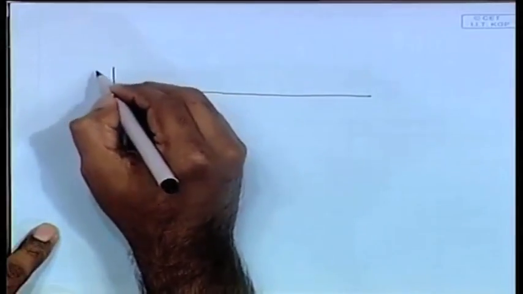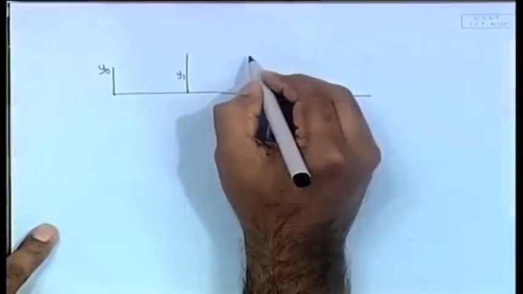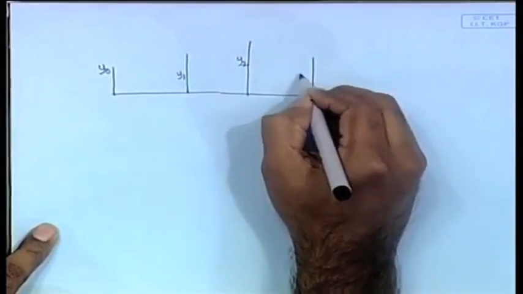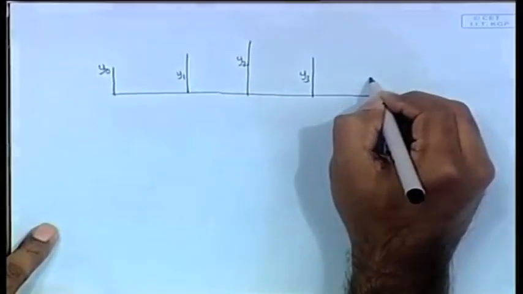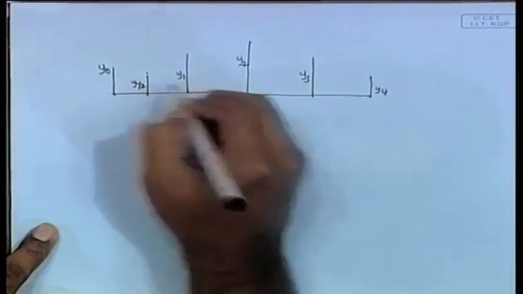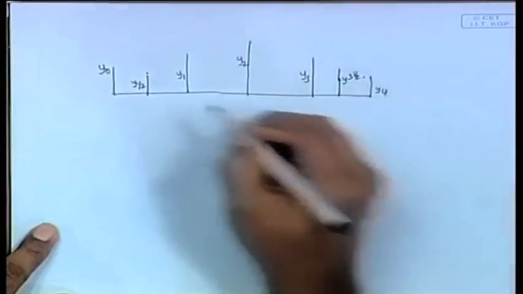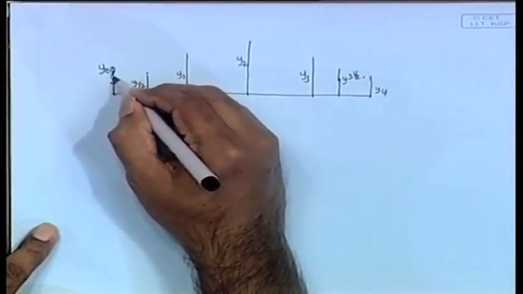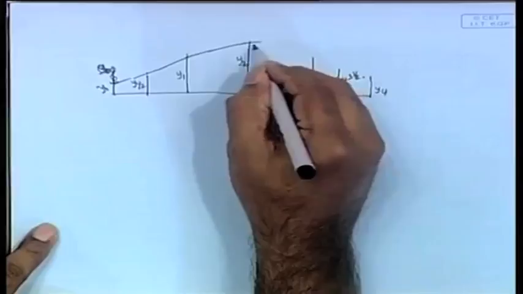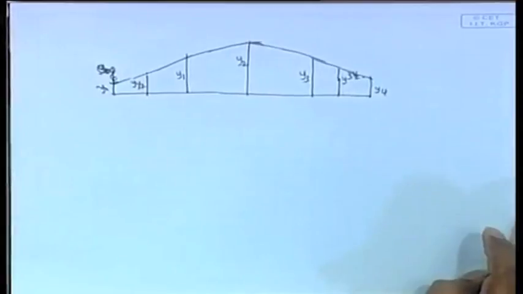You have y0, y1, y2, some y3 and y4, and here you have y half, and here you have y 3 and a half. Let me say this is y0 just to make a smooth curve. It is something like this, this is the curve, and you are now asked to find the area of this section.